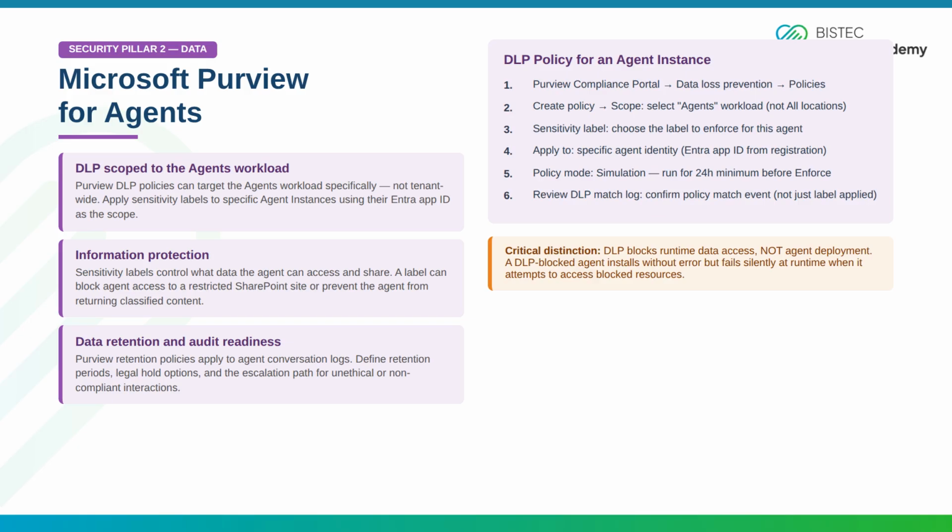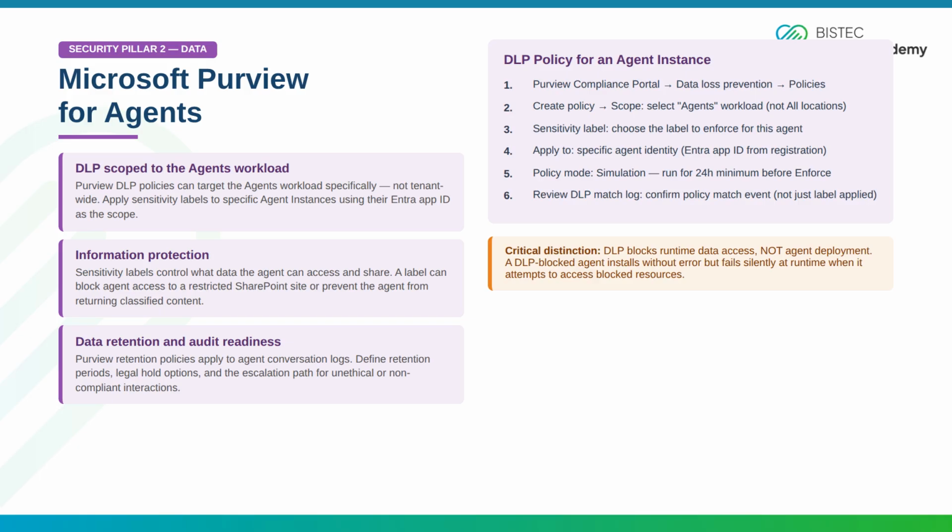Data retention and audit readiness apply through Purview retention policies attached to the agent's conversation logs. You define retention periods, legal hold options, and the escalation path for interactions flagged as unethical or non-compliant. This is what makes the agent estate audit-ready.